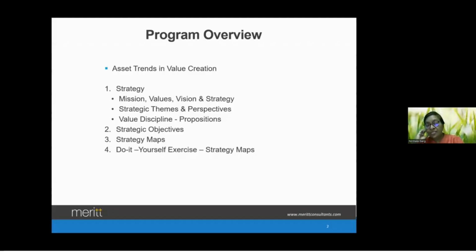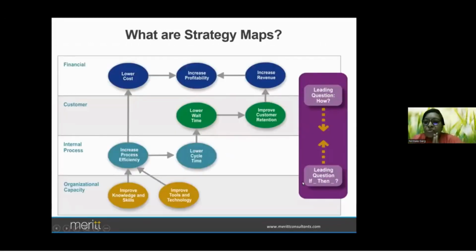So what we are going to do is strategic maps, and then you're going to do an exercise. Typically when I talk about a balanced scorecard with the strategy, what does it mean? When I say a balanced scorecard is a measurement tool, I'm sure all of you know what is a measurement tool. That means it will have certain dimensions on which you can measure.